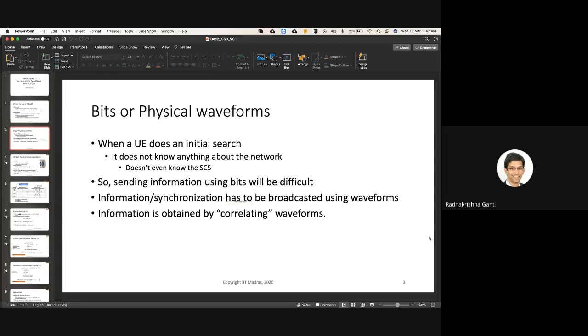So how do we generally transmit information? We transmit information through bits. If someone gives you bit 0, it means something. Bit 1 means something. So instead of that, in this particular SS block they transmit a waveform. If you are able to find waveform 1, it means something. If you find waveform 2, it means something. If you find waveform 3, it means something. So the information is encoded in which waveform is transmitted, rather than decoding it into bits.